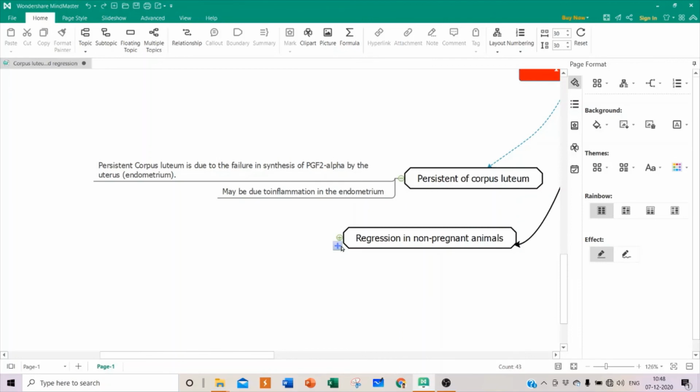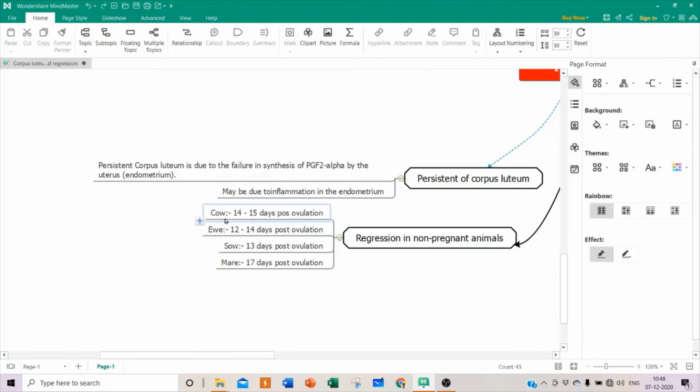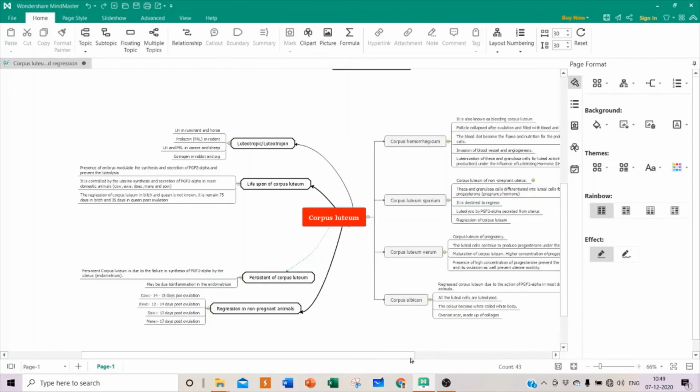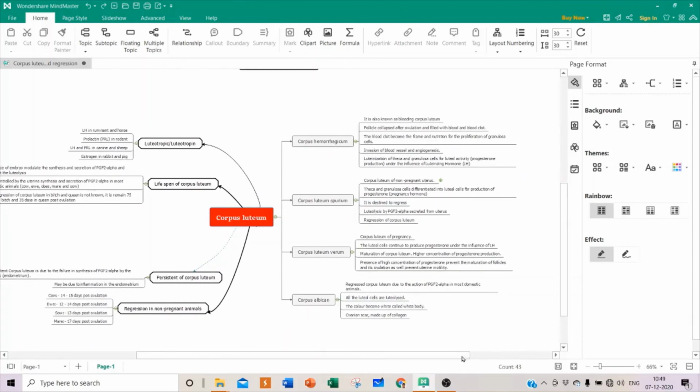Regression in non-pregnant animals, on average: cow 14 to 15 days post ovulation, ewe 12 to 14 days post ovulation, sow 13 days post ovulation, and mare 17 days post ovulation. So this is all about the corpus luteum, its formation and regression, that we have seen in this lecture.